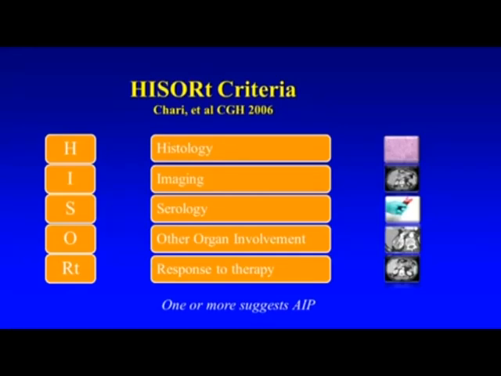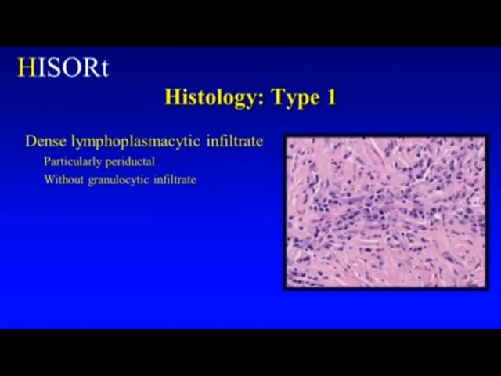So focusing first on the HISORt criteria, it's easy to remember because the name stands for what it is. H stands for histology, I for imaging, S serology, O other organ involvement, and RT response to therapy. The presence of one or more of these characteristic features is felt to suggest the presence of autoimmune pancreatitis. So histology, we'll talk first about type 1 and then move on to type 2.